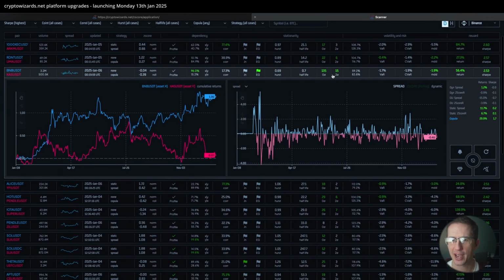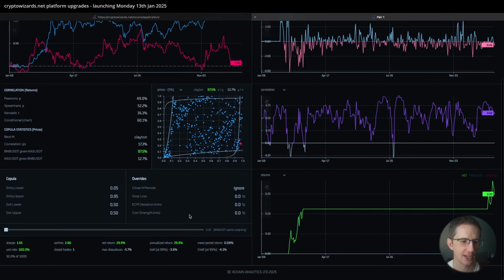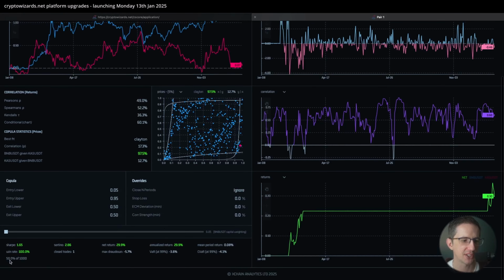So for example, let's say I wanted to know what the risk is here for this pair, BNB and CAS. If I go and look at the chart on this, and I go down here, you'll see this number crunching here, 60% of 1,000. So it's actually doing 1,000 different backtests. It's creating synthetic data based on the returns distributions in the Copula for this pair. And it's working out how bad can it really get with this pair.